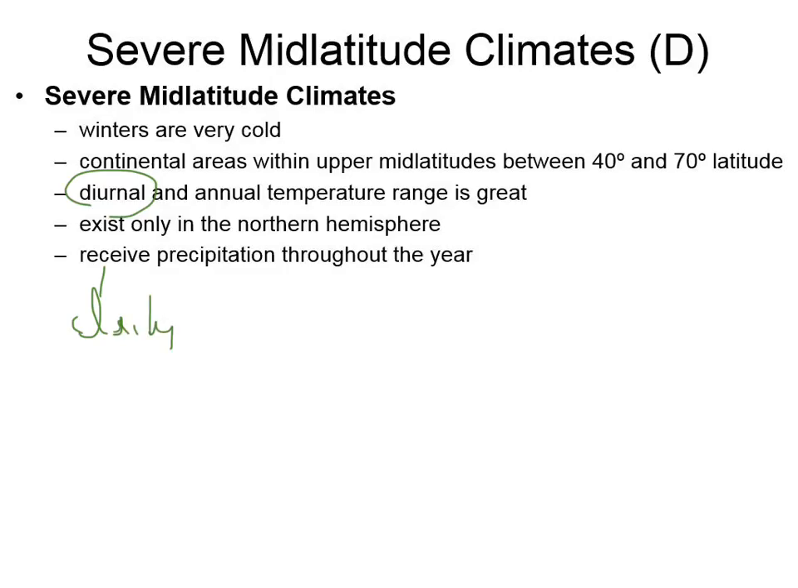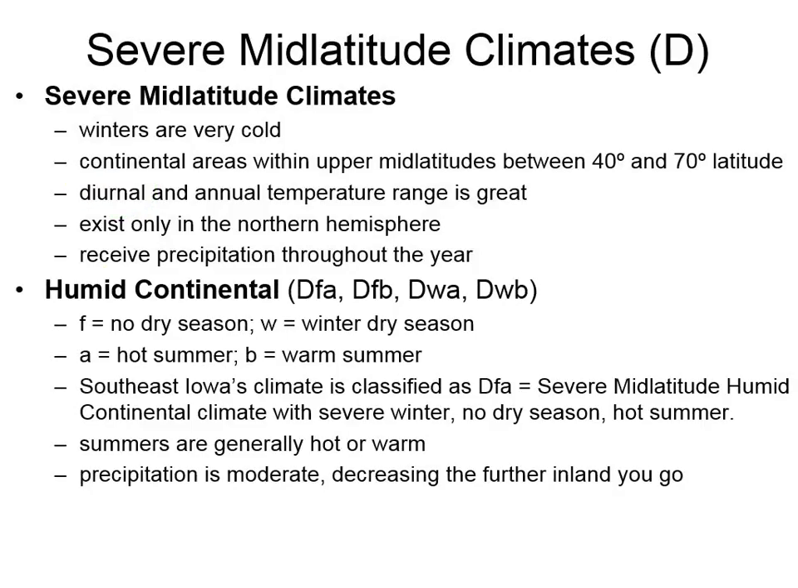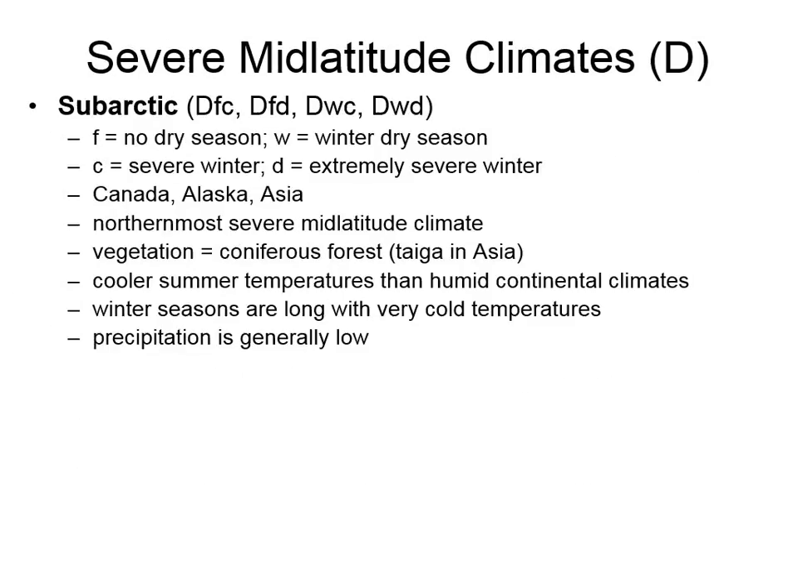Daily, that's my daily. And each year, we have hot summers and cold winters, and we get precipitation throughout the year. So, yep, that's us. Southeast Iowa's climate is classified as DFA, severe mid-latitude, humid. You don't need to know that, I don't think. Just think DFA will get you. There's no dry season, and our summers are hot. That's us, smiley face.